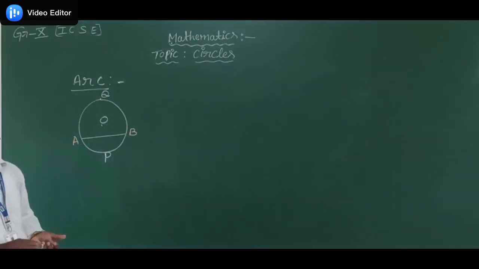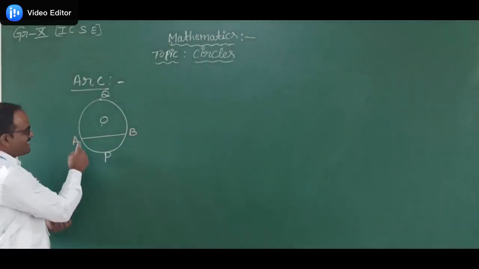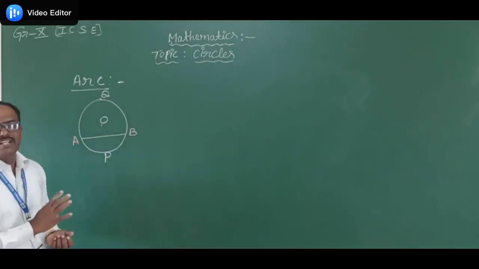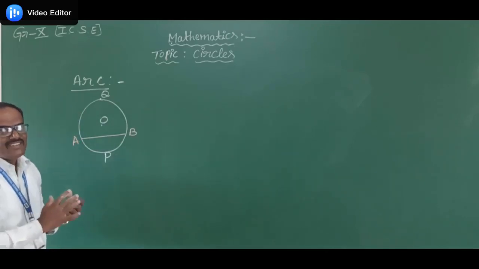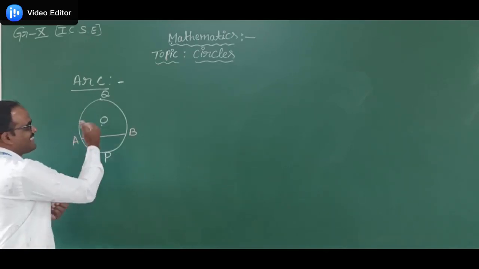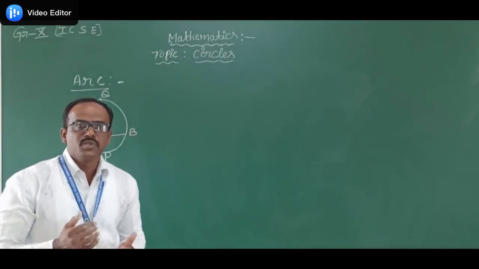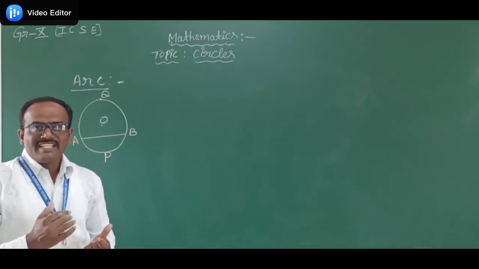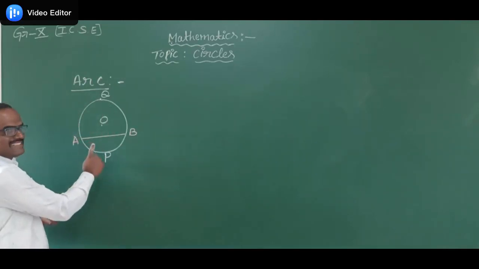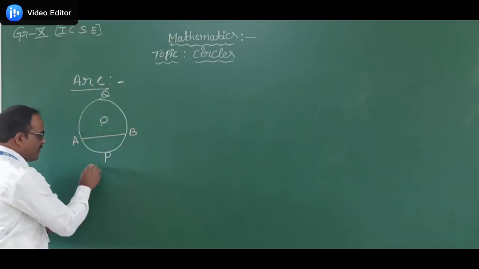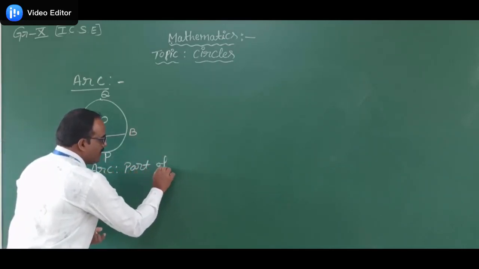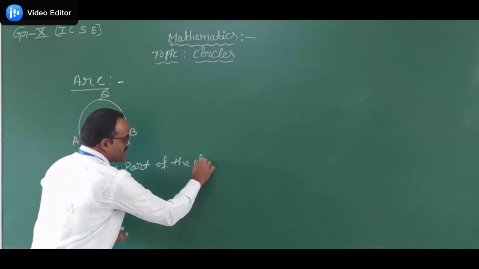There are two parts of the circumference. One part is APB and another part is AQB. In these two parts of the circumference, the lengths are different. So therefore, based on that length, we are going to divide the circumference into two types. So firstly, what is called an arc? Arc is the part of the circumference. Part of the circumference.